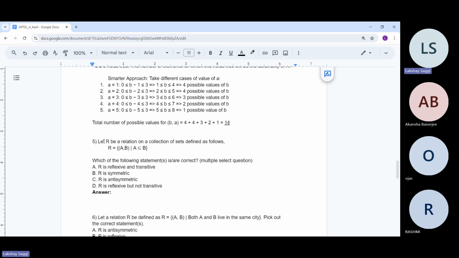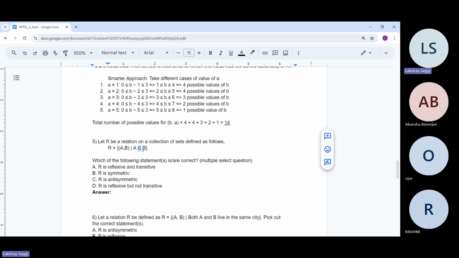Okay, so let's come to the fifth question then. The fifth question says that let R be a relation on a collection of sets defined as follows. So we have a collection of sets and R is a relation over these collections. So R is a relation where a tuple of sets, A and B both being sets, are related to each other if and only if A is a subset of B. So we are given a lot of sets, and two sets A and B are related to each other if and only if A is a subset of B.